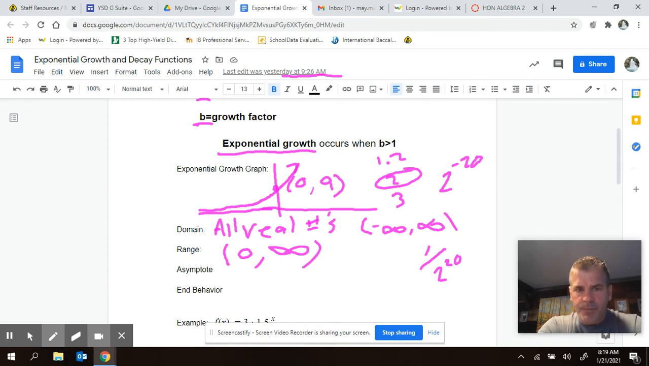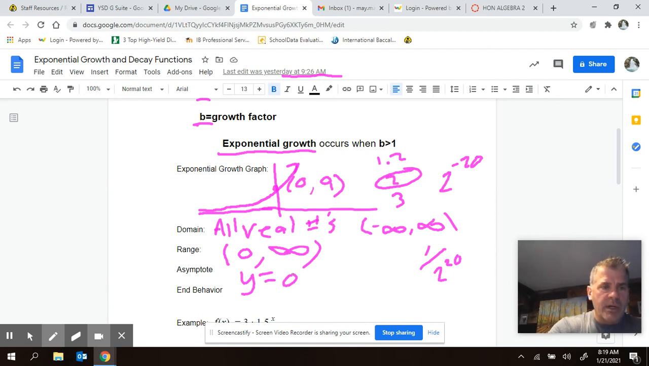So domain, range, and now the asymptote. Well, the asymptote comes right from your range. You can see it in the graph. The asymptote is the x-axis. So we have an asymptote at y equals 0. Remember, asymptotes are horizontal and vertical lines. In this case, we have a horizontal asymptote, y equals 0.